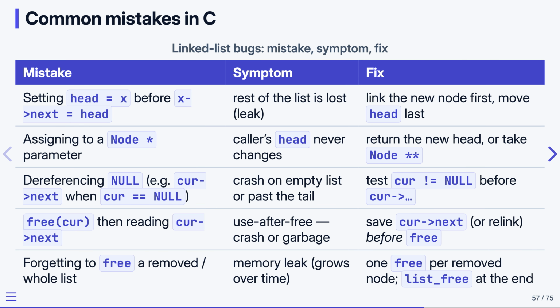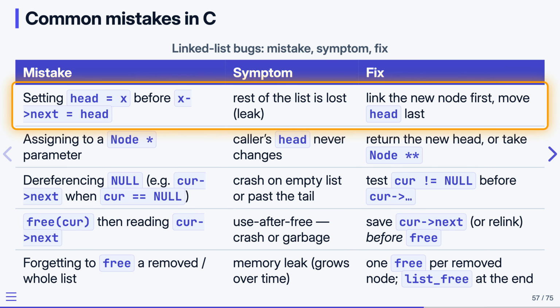This table has 3 columns: the mistake, the symptom you will see, and the fix. Let's go through each bug. First mistake. You set head = X before you set X->next = head. Then the rest of the list is lost, and that is a leak. The fix is to link the new node first and move head last.